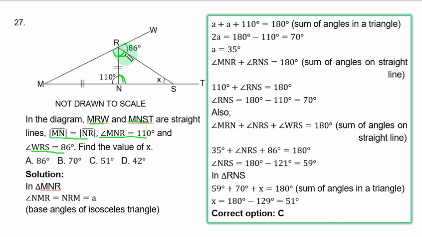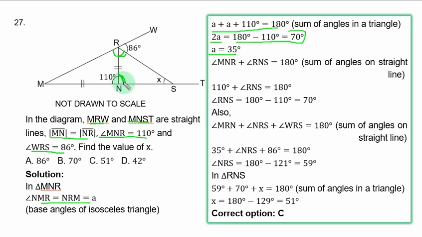So in triangle MNR, let the base angles be A. If you add them to 110, the sum is 180 degrees. So A plus A, you have 2A. You transfer 110, you have 180 minus 110, and that is 70 degrees. Divide through by 2, A is equal to 35 degrees. So we know this angle. Now let's get this angle here.